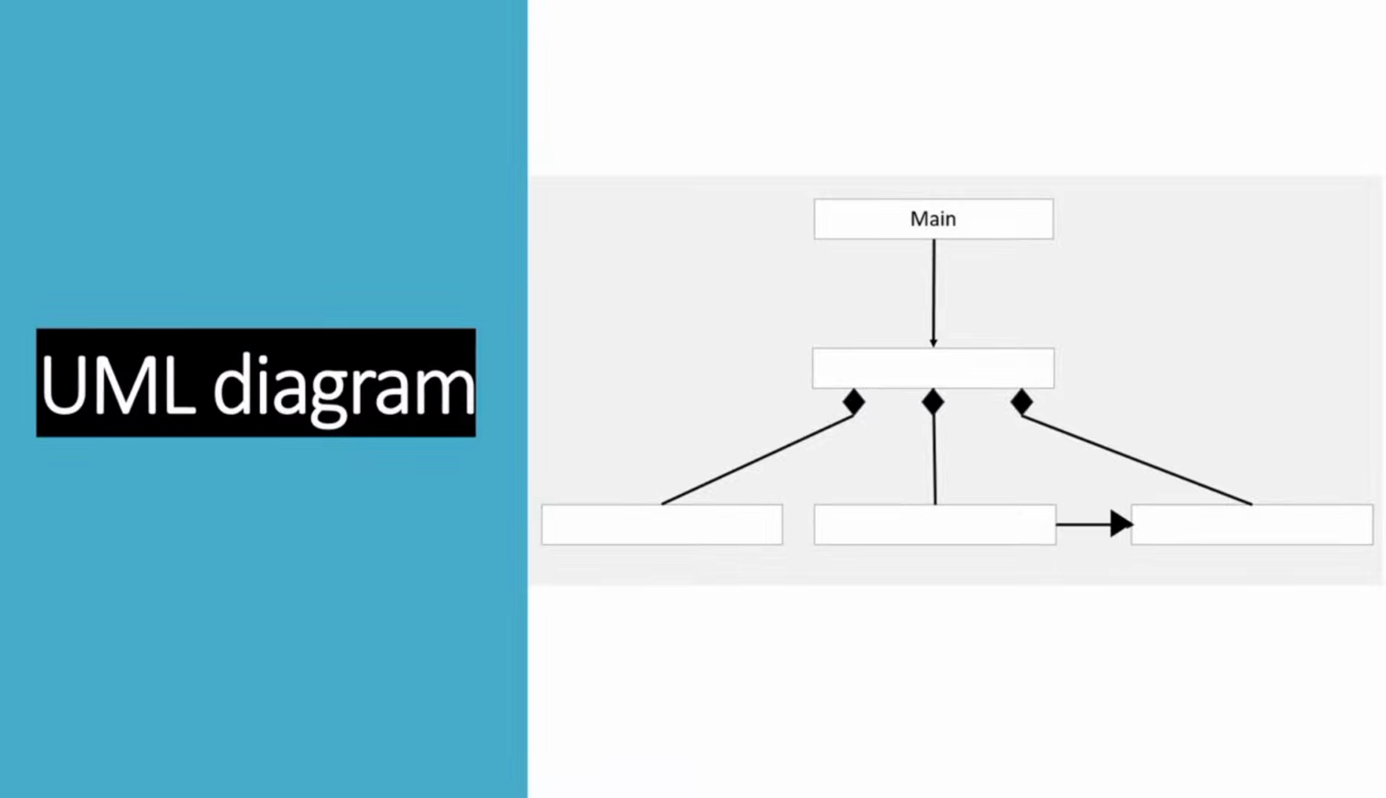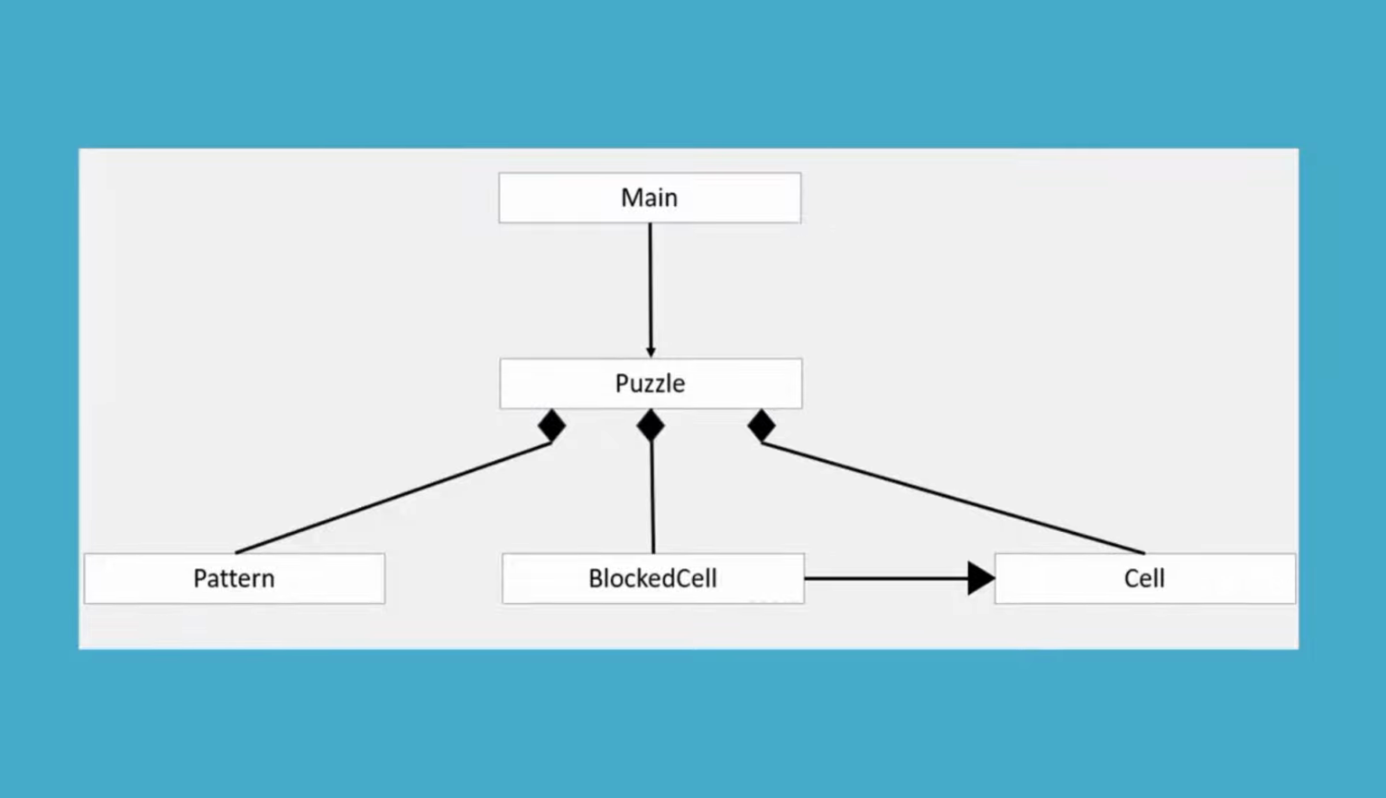Alright, so let's look at the answers now. So here's the filled UML diagram. Puzzle has a composition relationship with patron, cell, and blocked cell. And then blocked cell is inherited from the cells. Well done if you got it right.